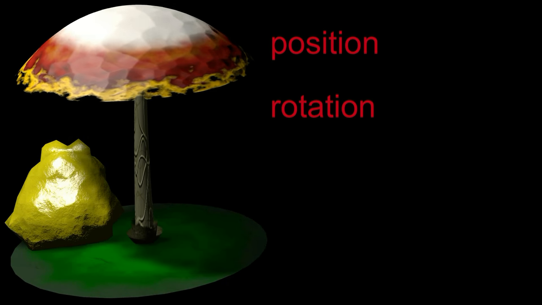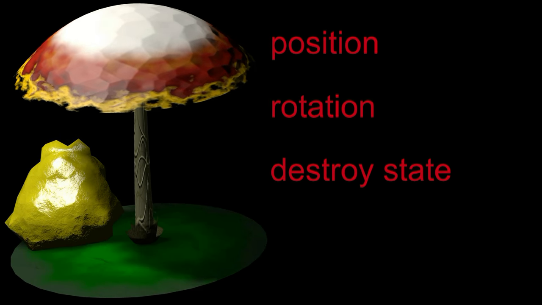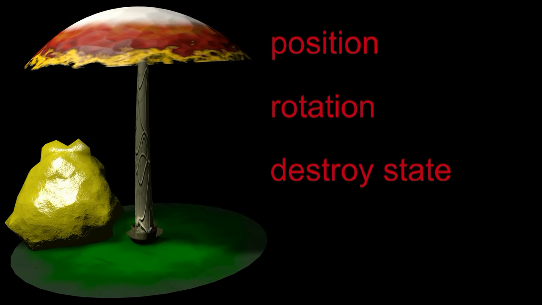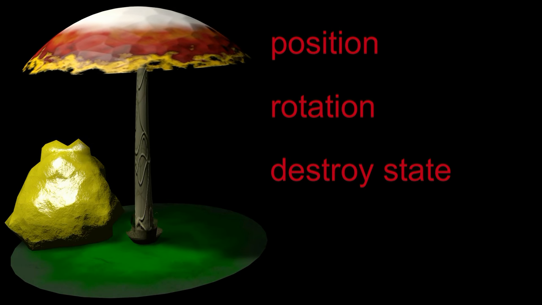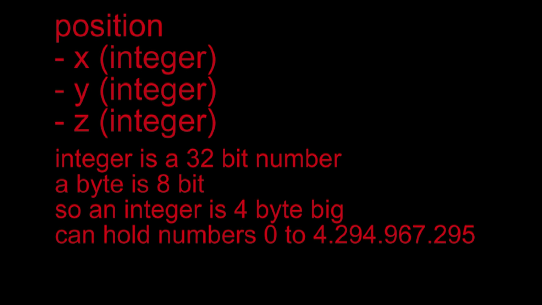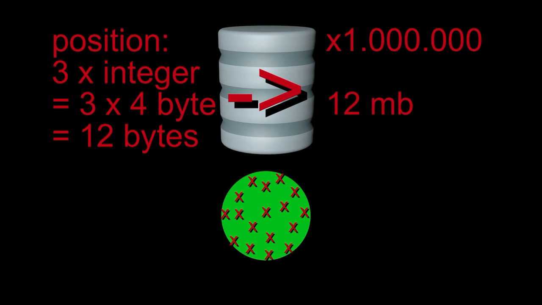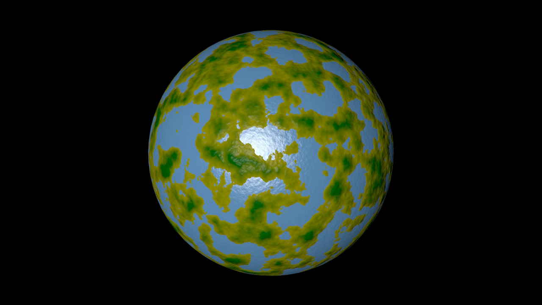All data like position, rotation, destroy state, and some other things multiplied by all the stuff on the planet would need multiple gigabytes to upload. Each data is only some bytes like position x, y, and z, each an integer number of 32 bits, so each 4 bytes. These 12 bytes multiplied by 1 million makes 12 megabytes suddenly. This is only the position data.